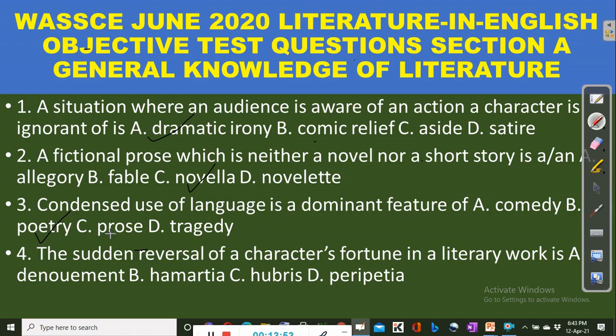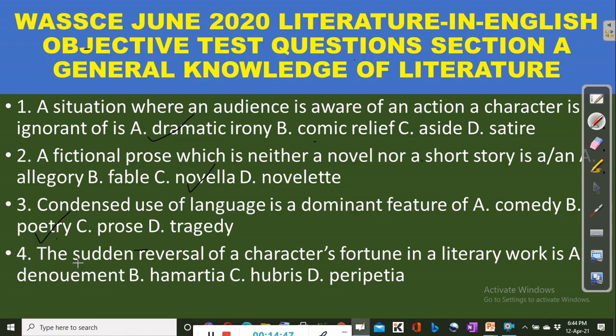Prose is a novel, a short story, a novella, a novelette, and that doesn't use condensed language. Tragedy is a kind of play, and it uses acts and scenes. So it doesn't use condensed language, although it's a little bit more condensed than prose. Yet it doesn't use condensed language like poetry, which sometimes is written in verse, written with all kinds of metric devices.